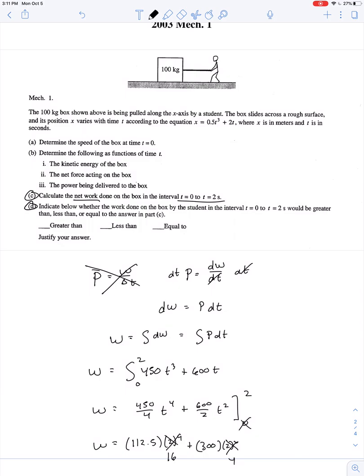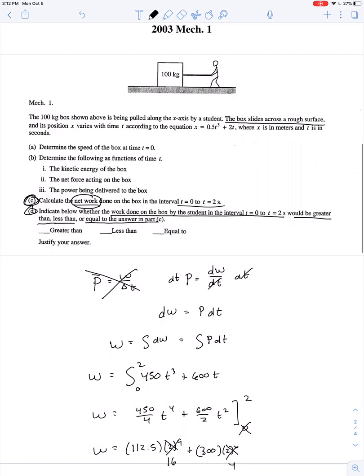Part D. Indicate below whether the work done on the box by the student from 0 to 2 seconds would be greater than, less than, or equal to the answer we just found. Well, let's see. The box slides across a rough surface. So the amount of work that's done by the student is not the same as the net amount of work, because the net amount of work is work done by two forces. Let's make a free body diagram. There's normal force and there's mg. But neither of those do work because those forces are perpendicular to the displacement.